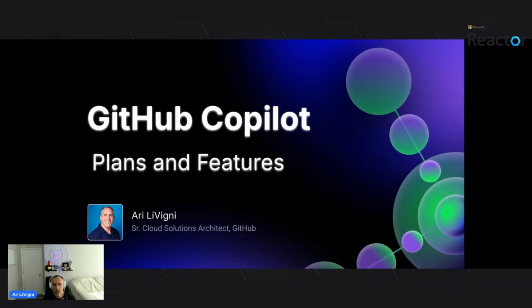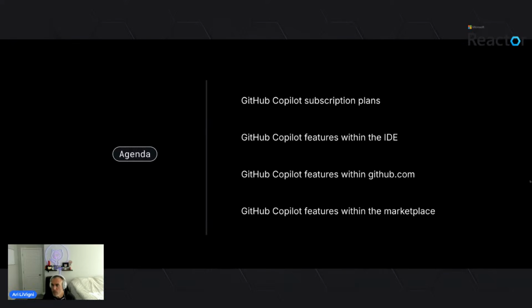So with that, let's get into the agenda for today. I'm going to be covering the subscription plans and some of the differentiators between them, what's included with individual, business and enterprise. Then we'll dive into some of the key Copilot features within the IDE, as well as some features within github.com. Some of those features border both and are available in each, so I will try to highlight those as we go through. And then I'll also highlight some of our marketplace features like extensions and models. We'll get to that towards the end of the presentation and demos.